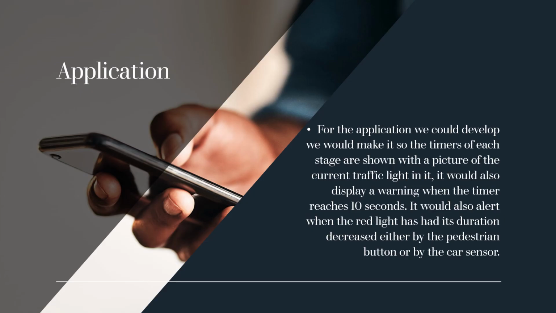And for the application, we could make it so the timers of each stage are shown with a picture of the current traffic light in it. And it would also display a warning when the timer reaches 10 seconds. It would also send an alert when the red light has had its duration decreased either by the pedestrian button or the car sensor, which is perfect because that way the owner of the car knows exactly when to continue, how much time they have left.